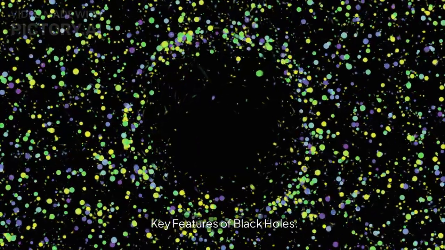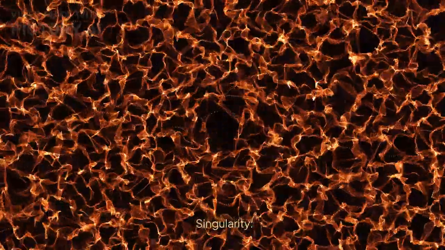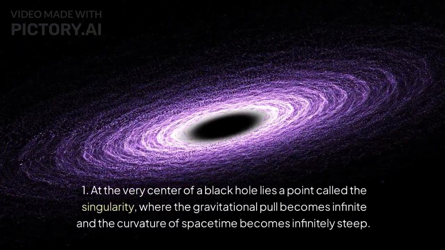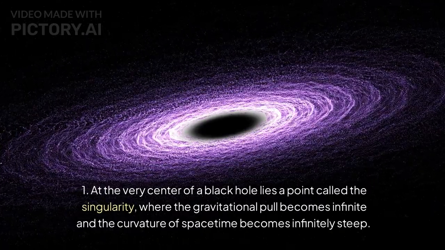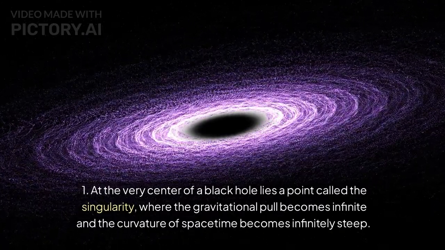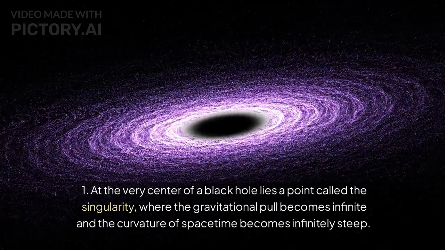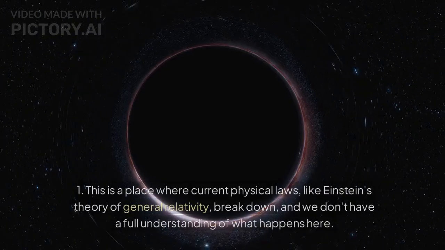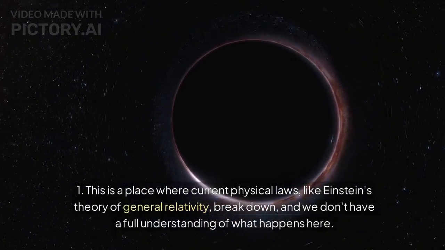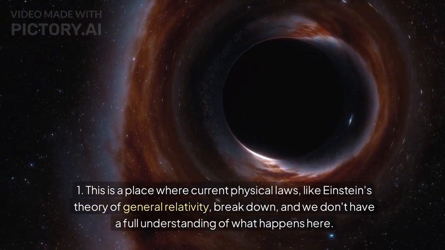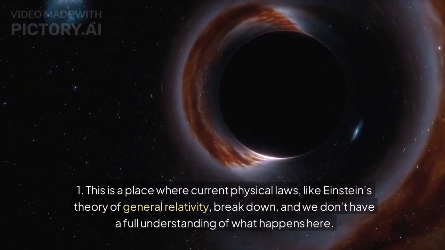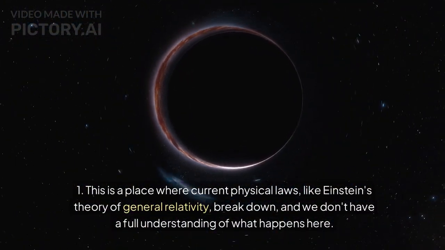Key features of black holes: singularity. At the very center of a black hole lies a point called the singularity, where the gravitational pull becomes infinite and the curvature of spacetime becomes infinitely steep. This is a place where current physical laws, like Einstein's theory of general relativity, break down, and we don't have a full understanding of what happens here.